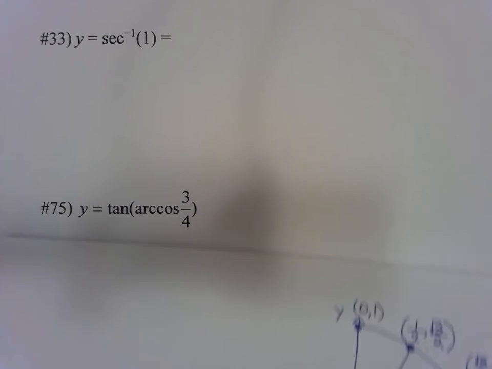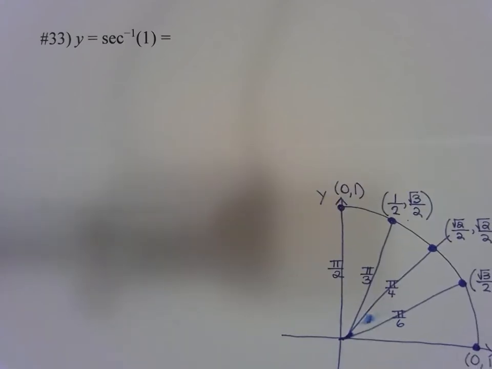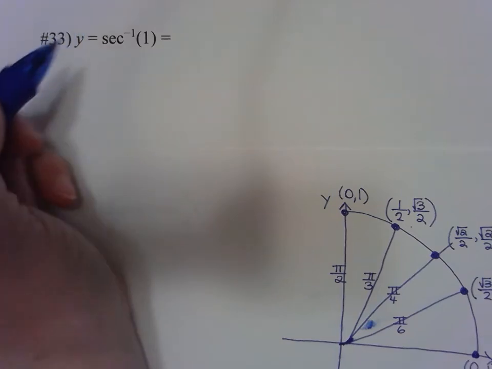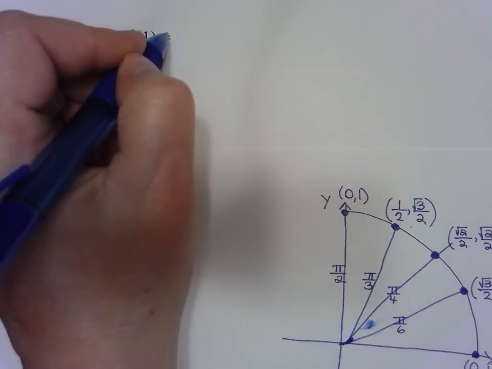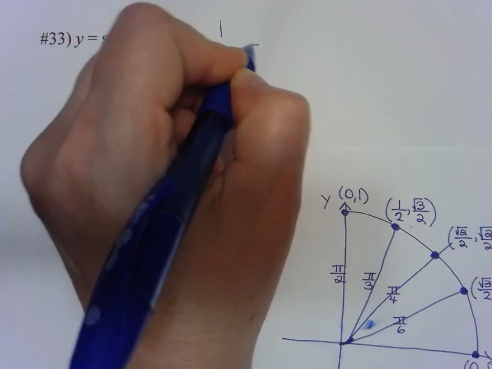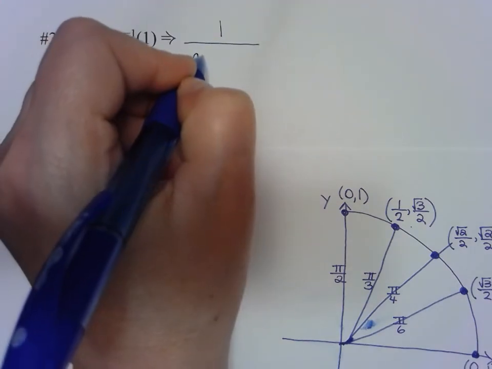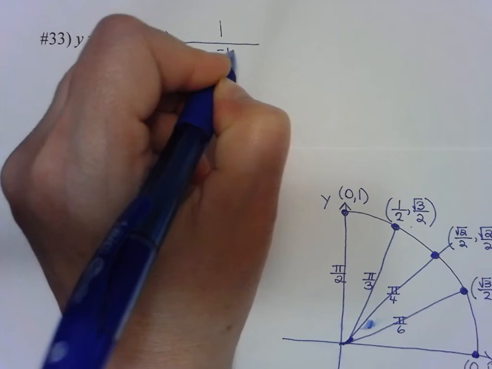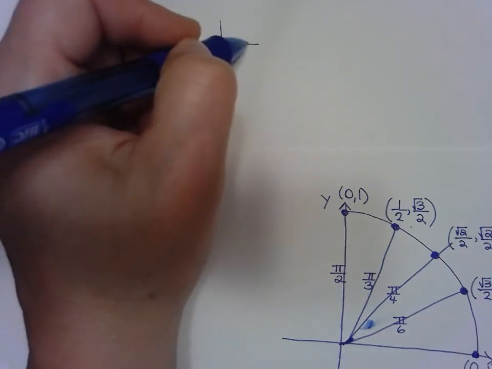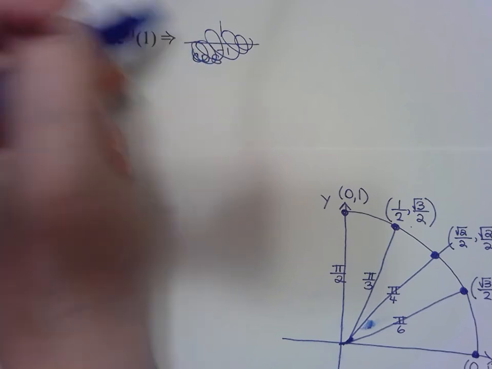All right, let's try another one. How about the secant, the inverse secant of 1? So this is the same as 1 over the inverse cosine of 1. Oh, sorry, I did that wrong. Just kidding. I always mess this up.